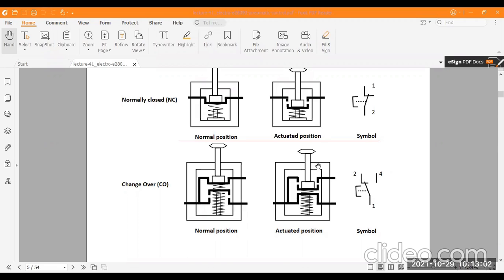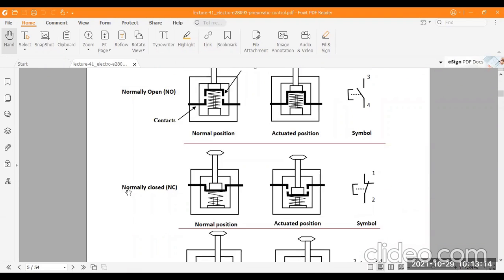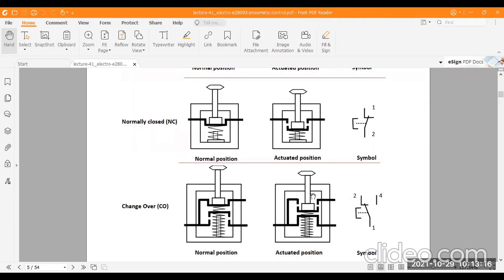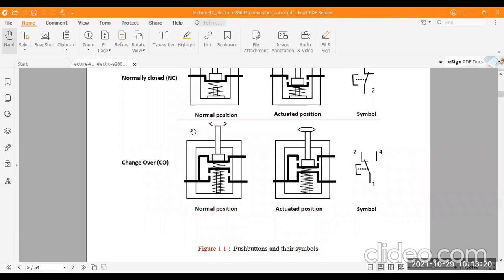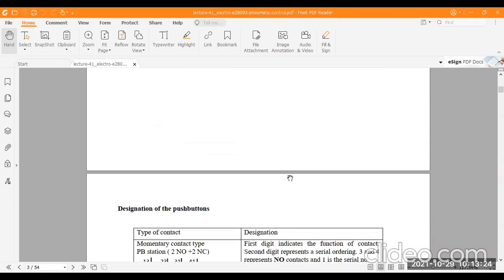So these three symbols are very important for your industry part when you work in industry. The first one is the normally open type switch, the second is the normally closed type switch, and the other is the changeover push button switch. These three are the push button switches, which is very important.